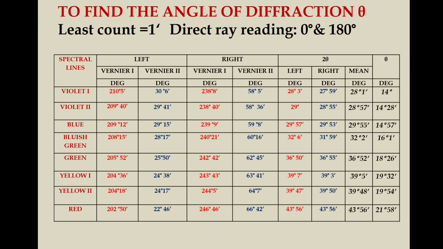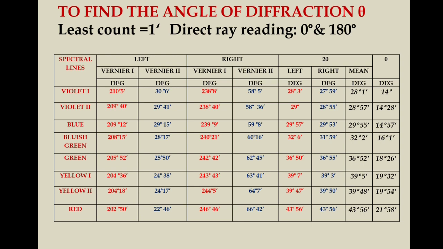For getting 2 theta, what we have to do is subtract the vernier 1 of the left and vernier 1 of the right. I have highlighted the left and right vernier ones in red color. For the first reading, 238 degree 8 minutes minus 210 degree 5 minutes. The answer is 28 degree 3 minutes, which is again highlighted in red color.